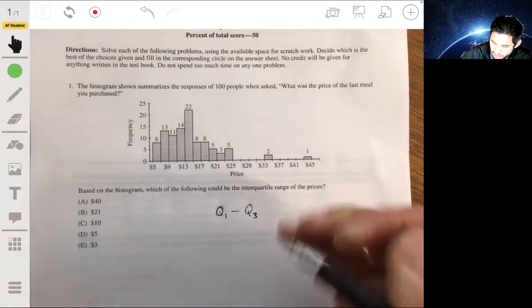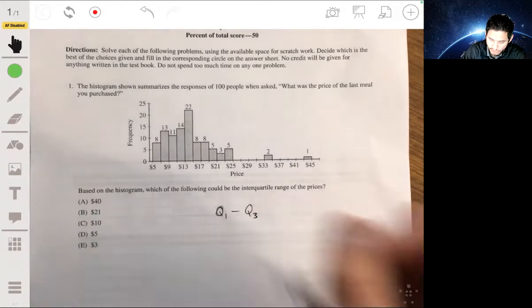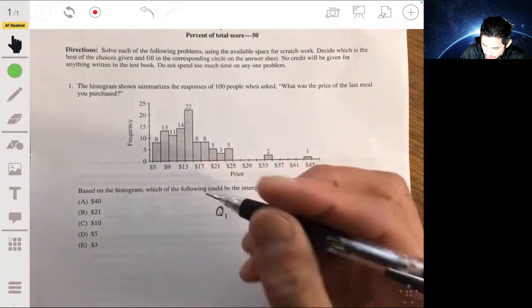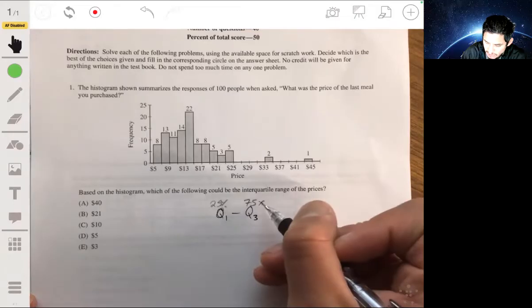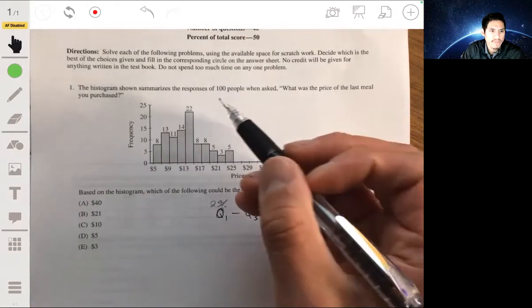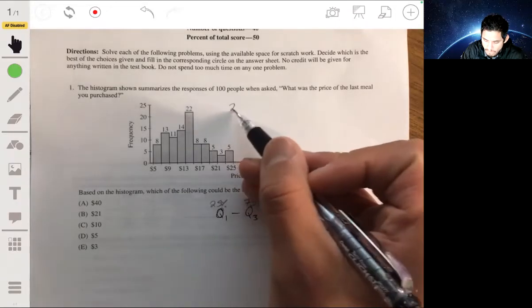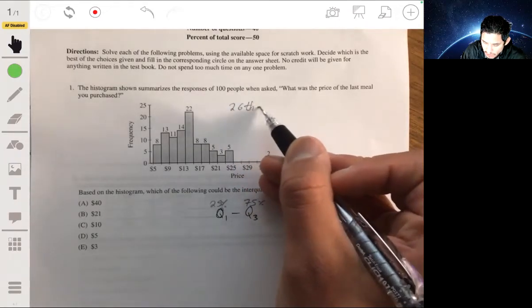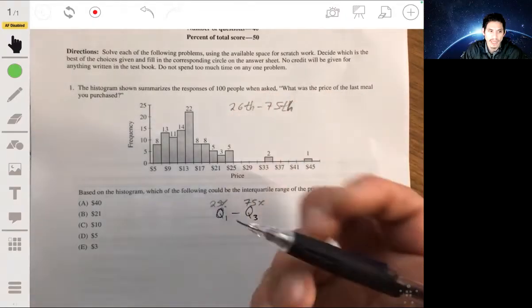It's the distance from Q1 to Q3. So the first quartile, or Q1, remember it's the 25th percentile, and the third quartile is the 75th percentile. So we have to figure out where the 26th person to the 75th person would be. Like, where would they lie?